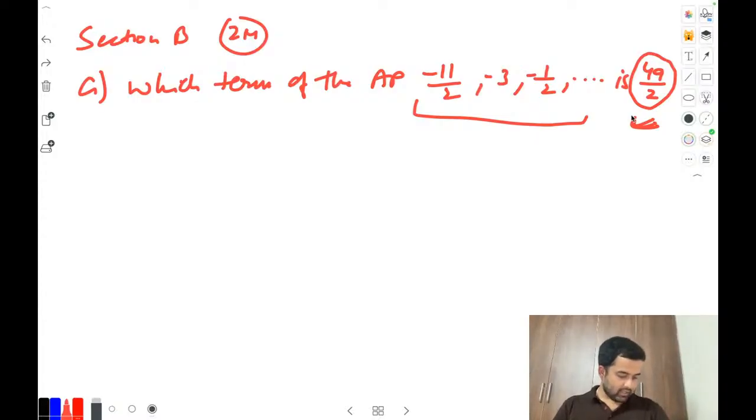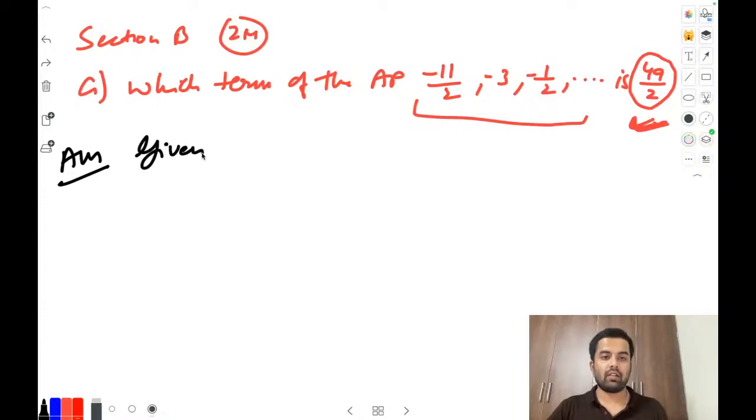Question asking about actually the n value. Here, this term is given, 49 by 2. The question asking about the n value of this. Which place will 49 by 2 come? So as per the things and all, I will also continue with my answer. You also continue. Here given is what? Given is a value we have, which is what? Minus 1 by 2.